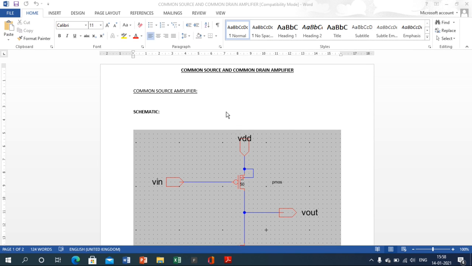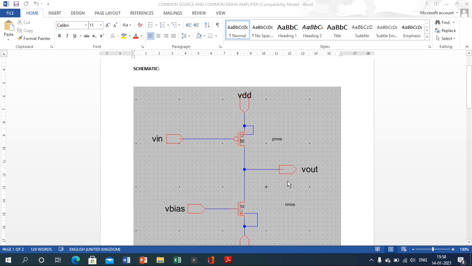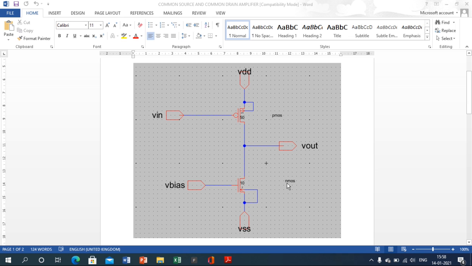Next experiment is the common source amplifier. This is the second experiment which we are going to do. First I will show you the schematic. Based on this schematic, we are going to draw the layout. I will just explain in brief to understand this common source amplifier.